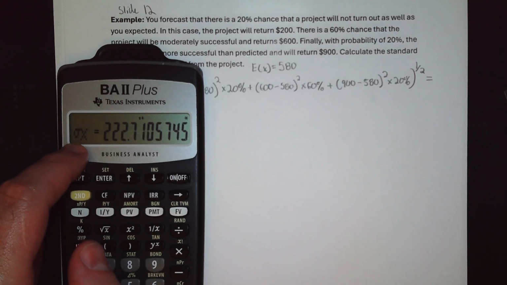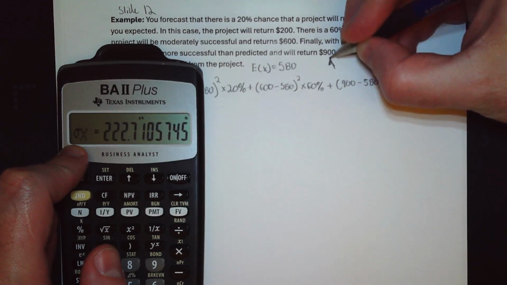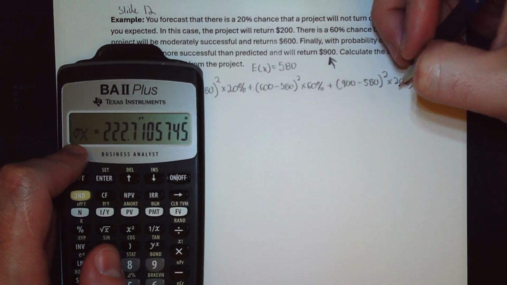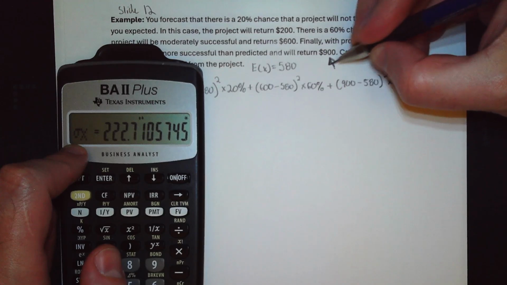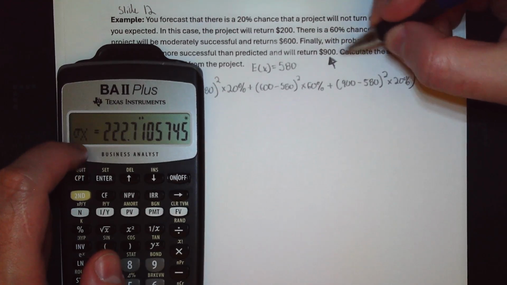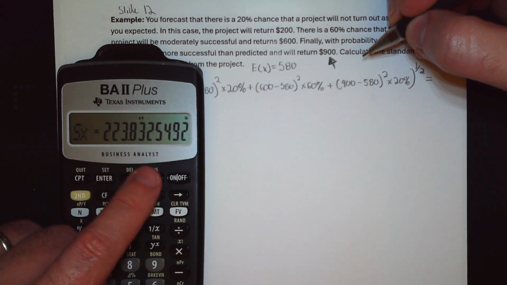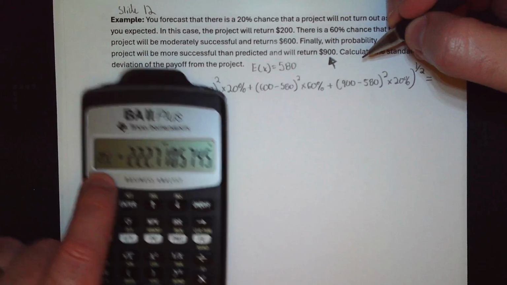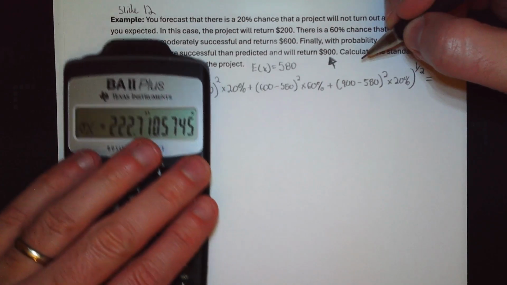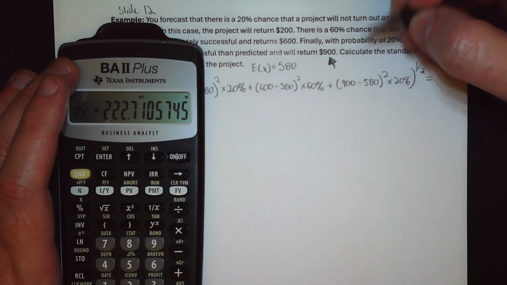In this case, because this is a probability distribution, we do have a population. So we use this value here, not this value here. Notice that this symbol also matches the symbol that I use in my notes. Okay, so that is how you can use the BA II Plus to calculate the standard deviation.